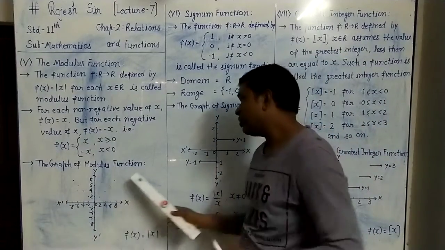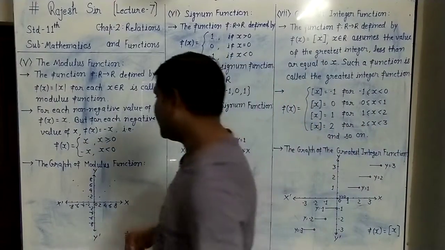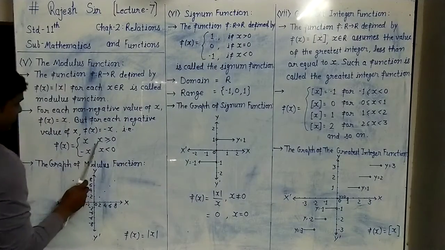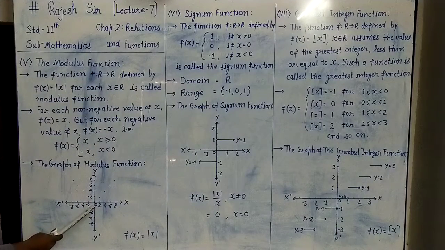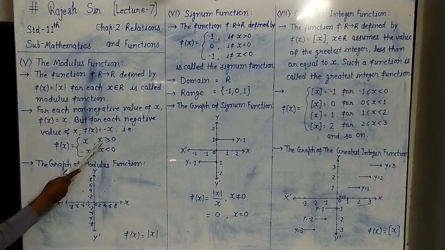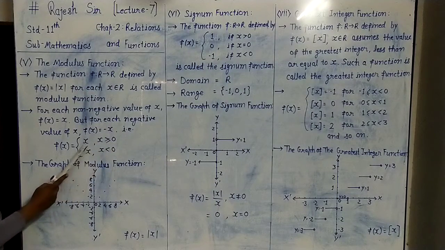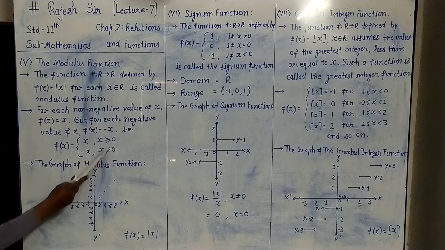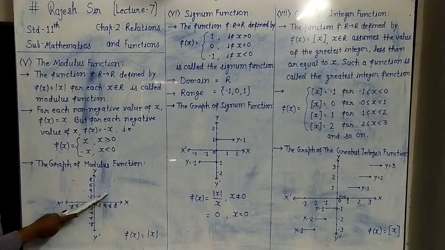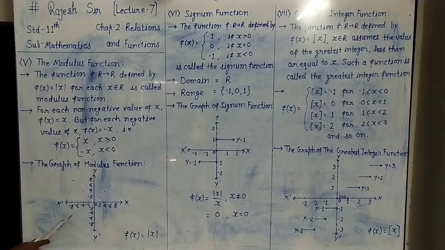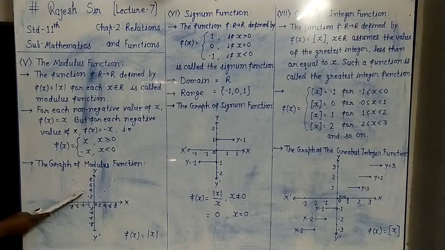For the graph of this modulus function, we can take, for example, x equals 0, it will be 0. If you take x equal to 1, that comes in the condition 1 greater than 0, so it will be 1. So on 1 it is 1, on 2 it is 2, on 4 it is 4, on 6 it is 6, on 8 it is 8. And on the negative side, if you take minus 2, it will be 2. On minus 2 it is 2, on minus 4 it is 4, minus 6 it is 6, minus 8 it is 8.